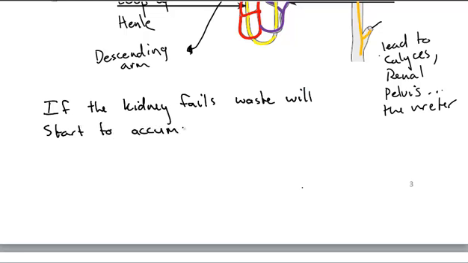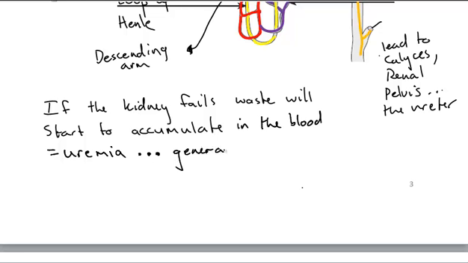In a condition that's called uremia. So you have basically the contents that are supposed to be in urine building up in blood. Now this doesn't happen very easily. It generally occurs if approximately 2/3 of the nephrons are damaged.